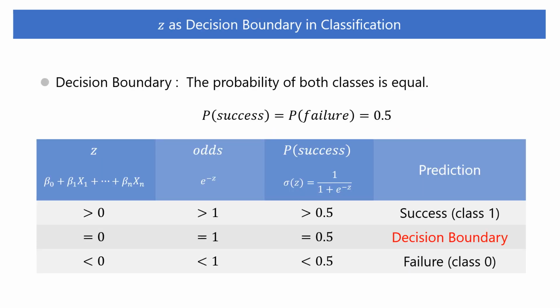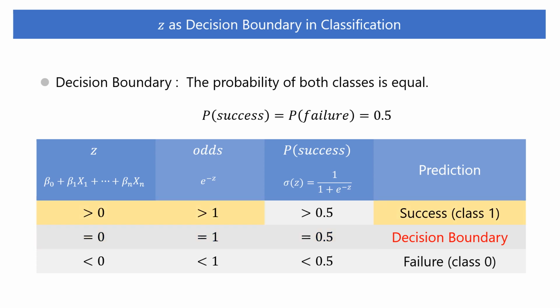In binary classification, the boundary, where the probability of both classes is equal, is called the decision boundary. In other words, at the decision boundary, the probability of success is 50%, and the probability of failure is also 50%. Mathematically, this is where z is 0. As you already know, when z is 0, the odds are 1. Therefore, the probability of success is 50%.